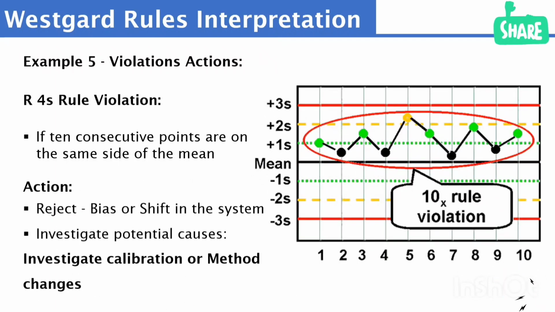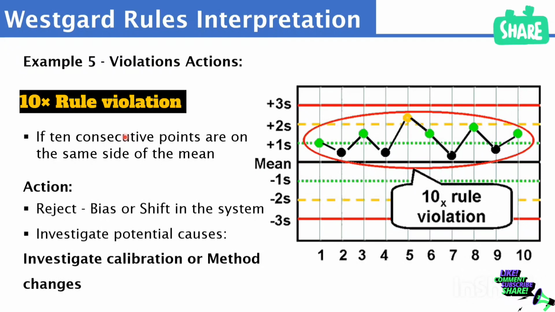We are getting there. Now this is another type of violation, the 10x rule, where 10 consecutive points are on the same side of the mean. Now you've done the quality control and everything is on the same side. We're not talking about whether it's passing or not. If you look at this, they're all okay. Apart from here, most of them are within plus or minus 2 standard deviation. But the problem is that 1, 2, 3, 4, 5, 6, 7, 8, 9, 10, they are on the same side. It shouldn't be like that.